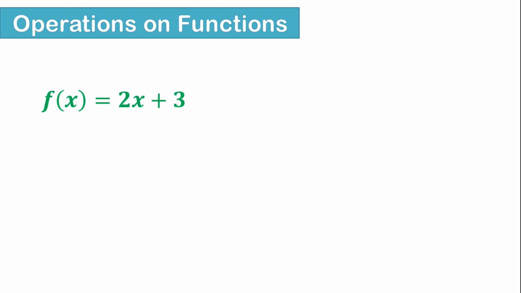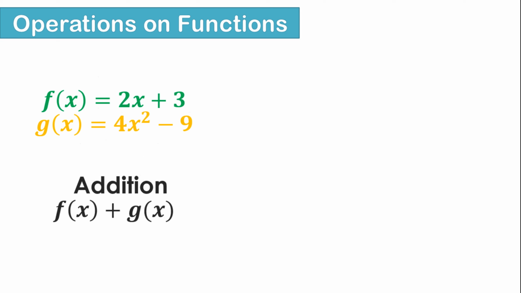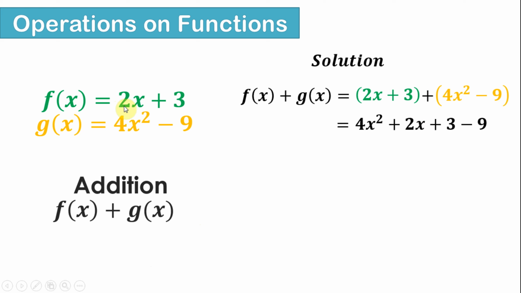So let's start by defining two functions. f of x is equal to 2x plus 3, and another function, g of x, is equal to 4x squared minus 9. In addition, what if we ask, what is the sum of f of x plus g of x? Simply, we just add the functions themselves, right? So f plus g is just adding f, which is 2x plus 3, and g, 4x squared minus 9. On this next step, I regroup them so the powers are in descending order, and I combine like terms. In this case, I combine positive 3 and negative 9, which gives me negative 6, and that should be the answer.